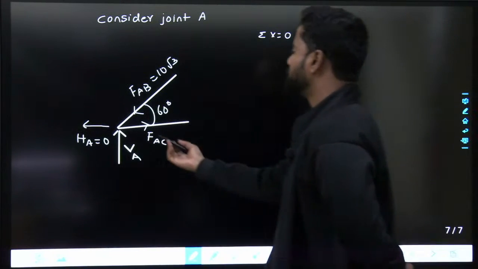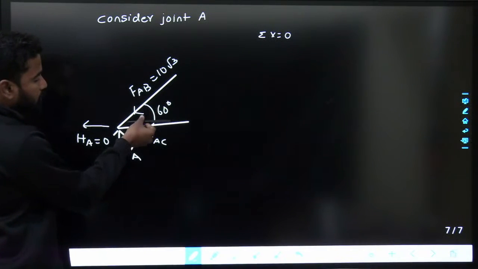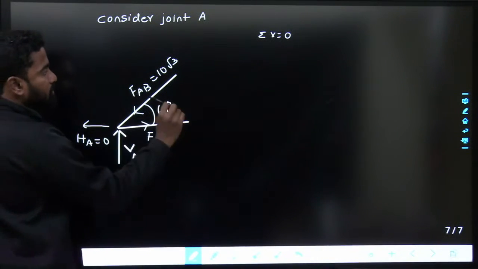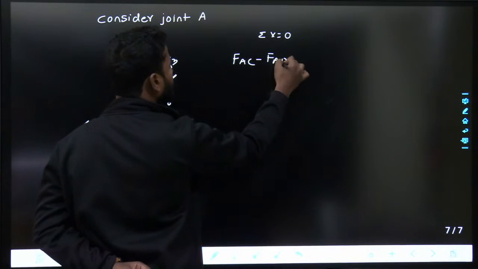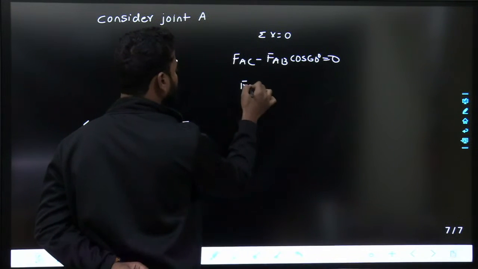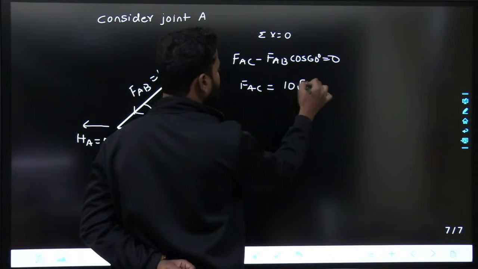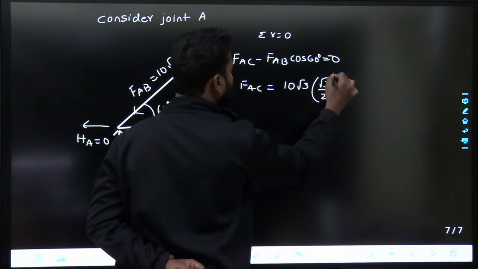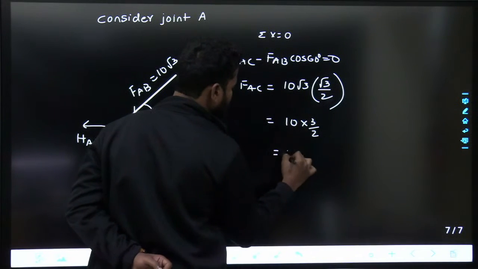Once you get HA equals to 0, if I take sigma x equals to 0, FAB cos 60 is like this, FAC is like this. So FAC minus FAB cos 60 equals to 0. So FAC is equal to FAB cos 60. FAB is 10 root 3 multiplied with 1 by 2, giving 5 root 3, that is 8.66 kilonewtons.